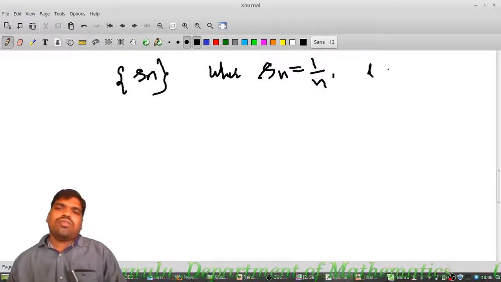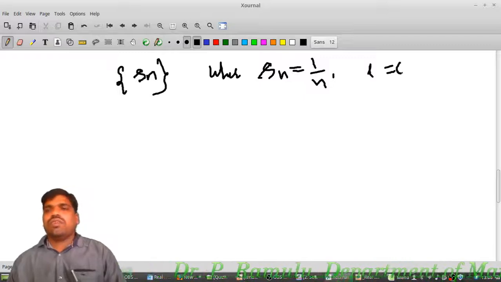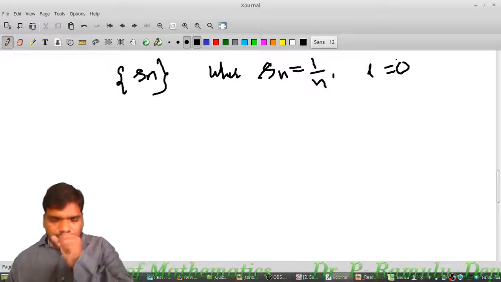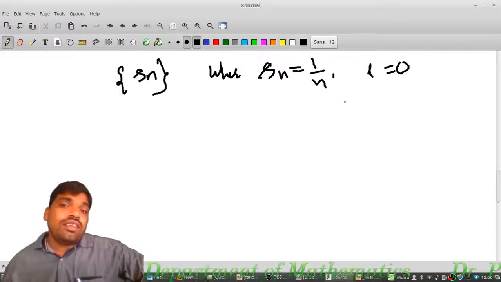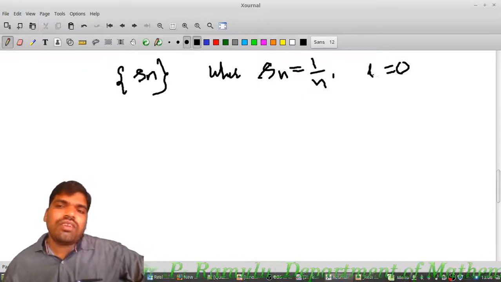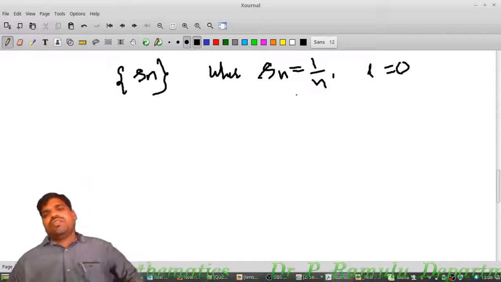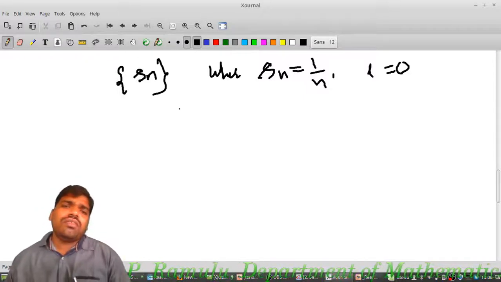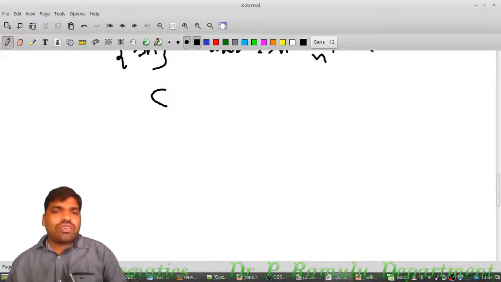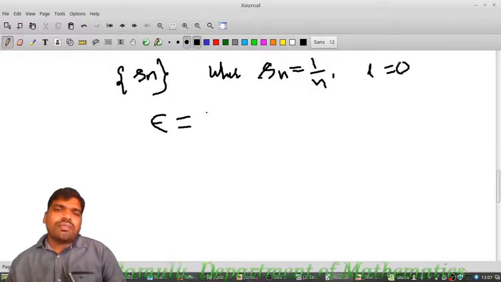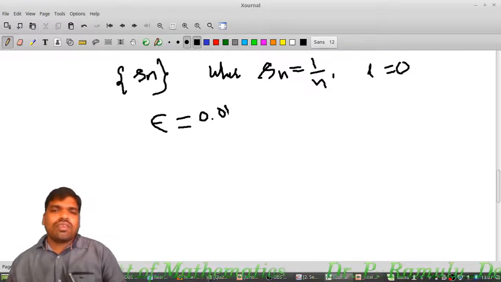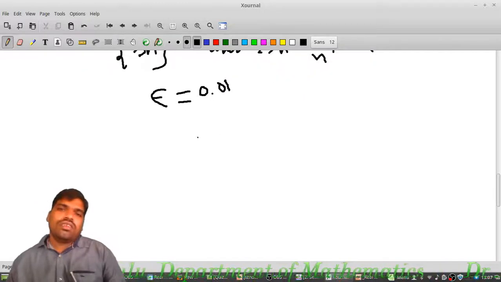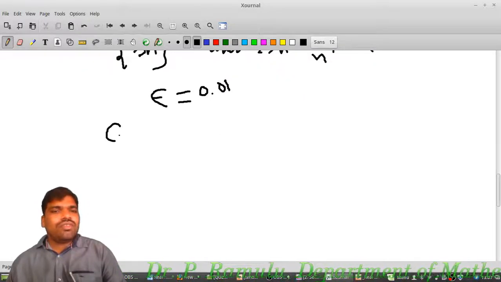So L is equal to 0. I want to show that the sequence Sn converges to L. Or you can say that L is the limit of the sequence Sn, equal to 1 by n. For showing L is the limit of the sequence, I want to choose epsilon equal to some value. The value depends on epsilon. You may take 0.01. I am taking epsilon equal to 0.01.